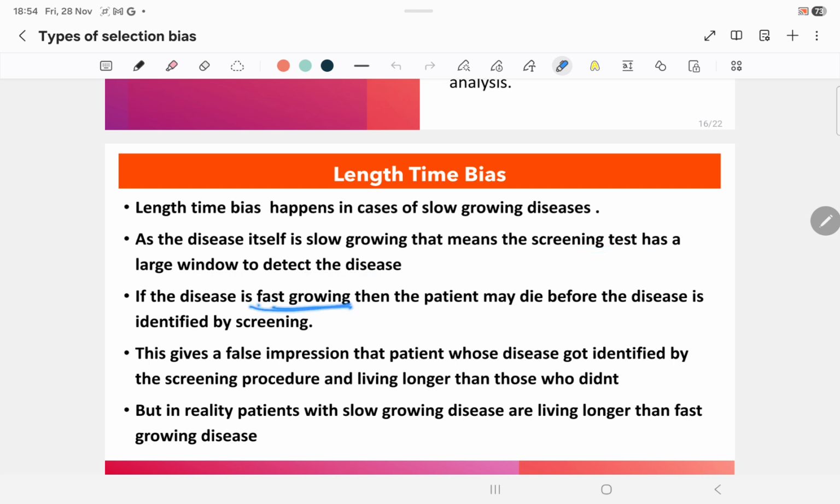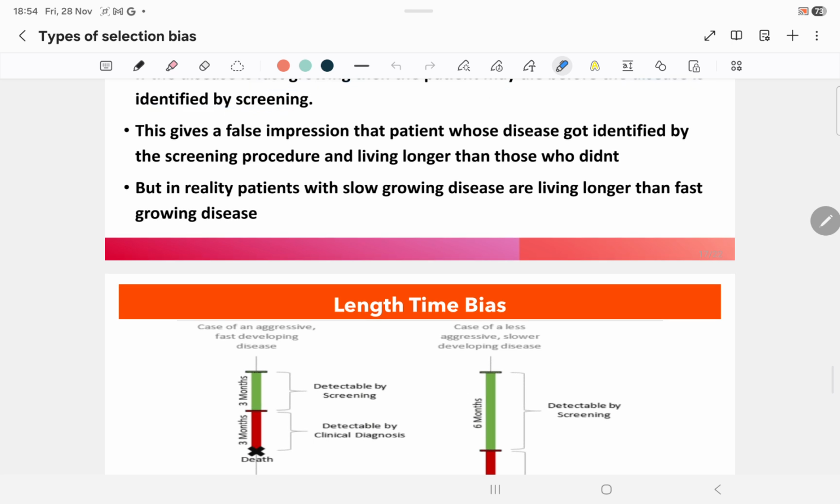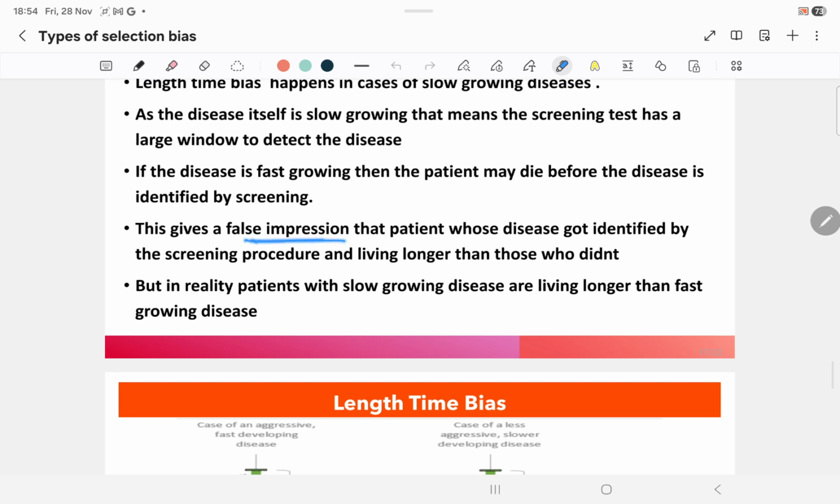If the disease is fast growing, then the patients may die before the disease is identified by screening. So see here, smaller window. The screening test will not have much chance, will not have much time to detect the disease. And before the screening test detects the disease, the patient will die. Small natural course. So this gives a false impression that the patients whose disease got identified by the screening procedure are living longer than those who didn't.